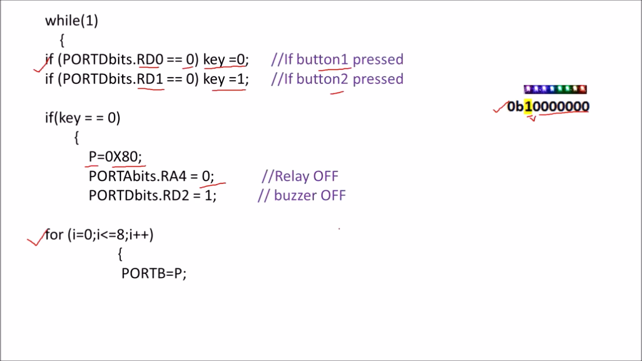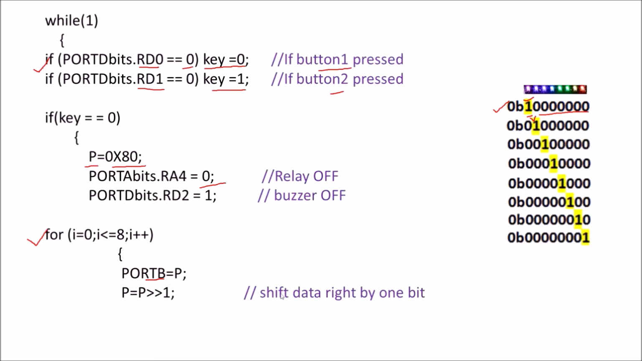After doing this, a for loop is used because we want to shift this 1 in the right direction. The initial value of P is placed on port B. So the LED will get this status. This LED will glow and all others will turn off. And after that, this data will shift in the right direction. So what will happen? This LED, or one bit, will shift in the right direction, and we'll see the blinking of LEDs in the right direction.